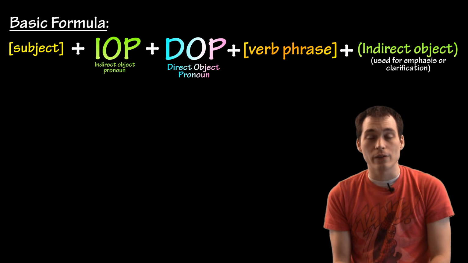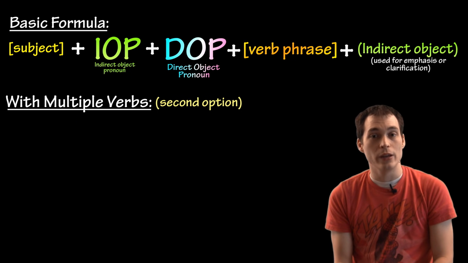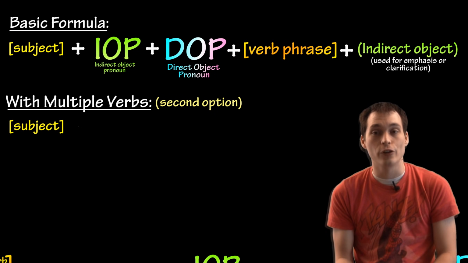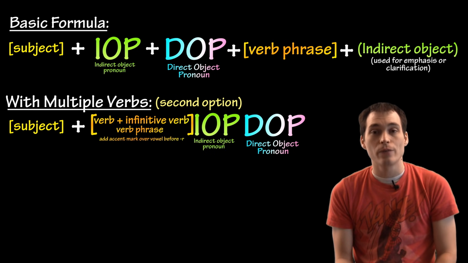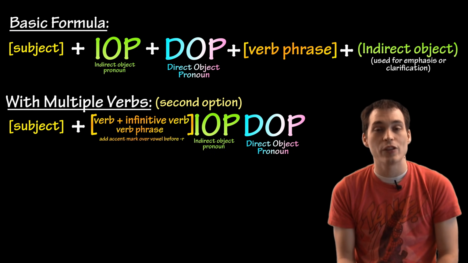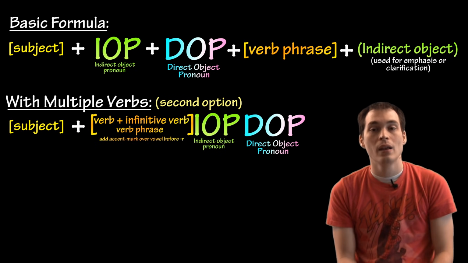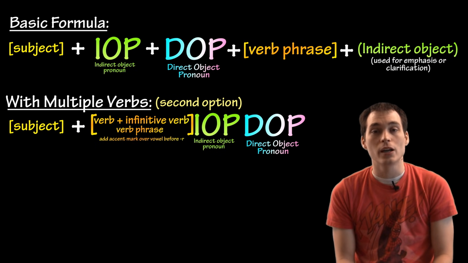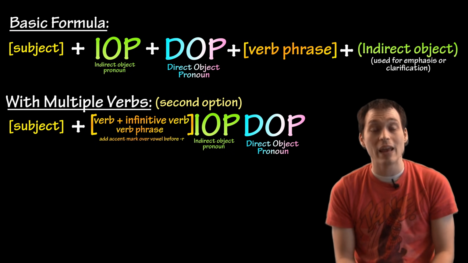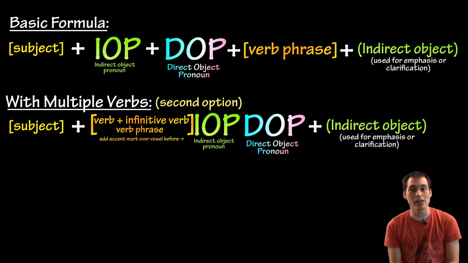But if you have an infinitive verb, you have a second possibility, a second way you can use. When there's the infinitive verb, then you can use the subject, the verb phrase. In the verb phrase, you can attach the indirect object and the direct object to the end of the infinitive verb, the one that ends in an R. And make sure to add an accent mark to the vowel before the R. And then you can also have the indirect object clarification, that is, who you do something to or for if you need to clarify or emphasize.